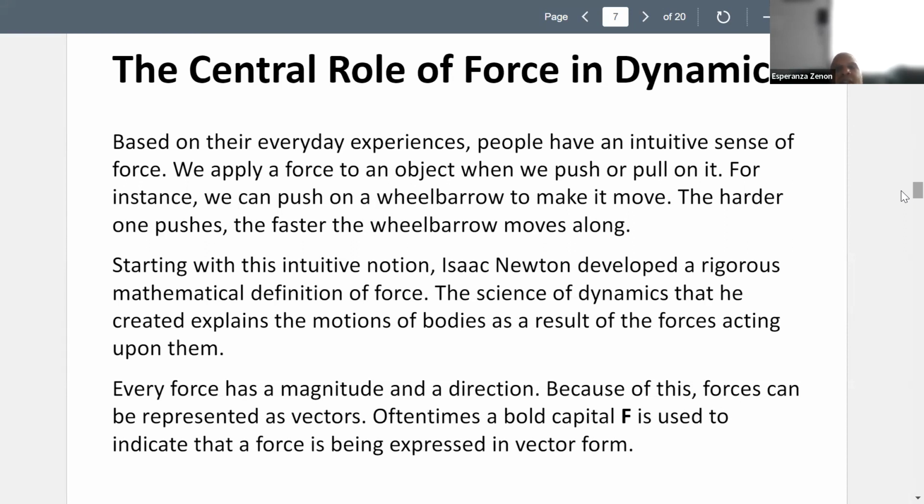Okay. And then you also have some intuition about the idea that if we push harder, things move faster. So, you know, you have intuition and experience with forces, even if you have not looked at them in a mathematical kind of way. Okay. And so that's where we start with this whole intuition. And in fact, that's where Isaac Newton started, with this intuition about this idea of pushes or pulls. And he used that to help develop this mathematical way of looking at force. Okay. And so in dynamics, we're explaining the motion of objects as a result of the forces acting on them.